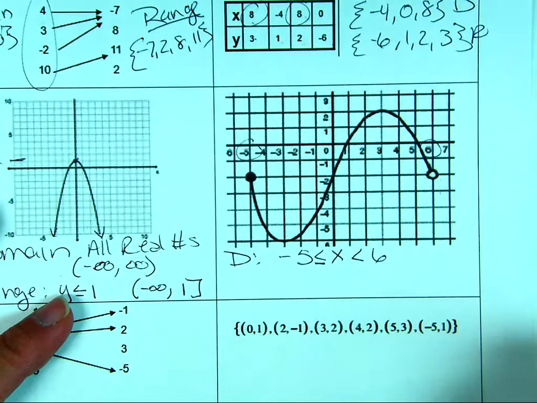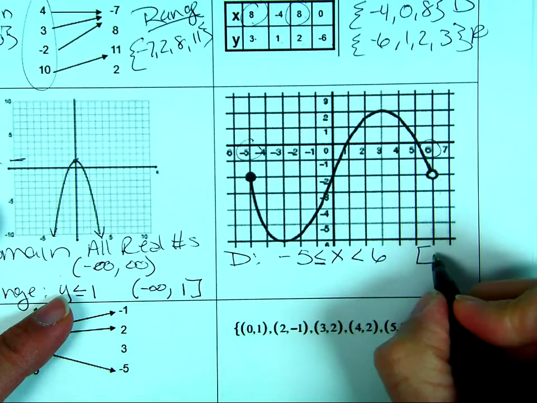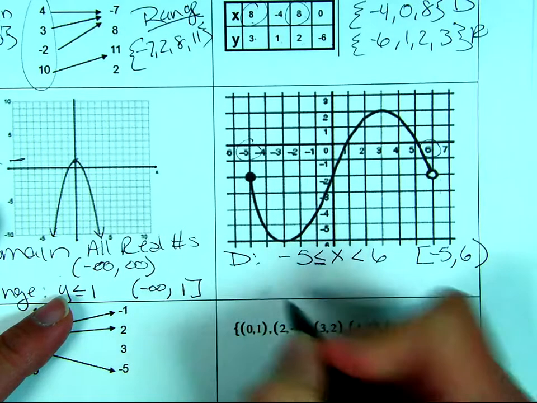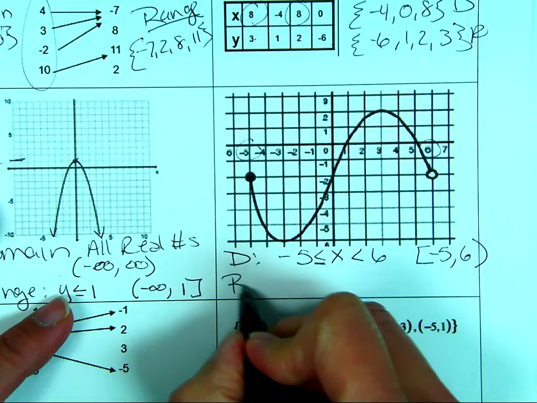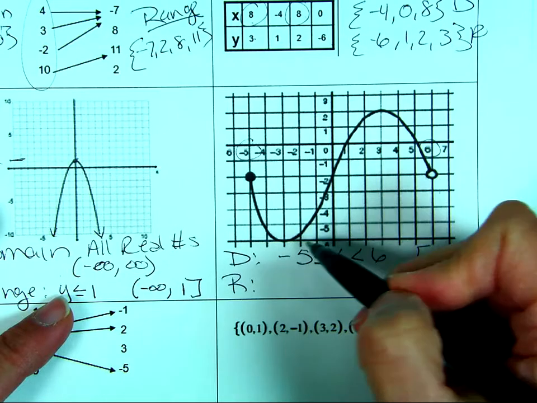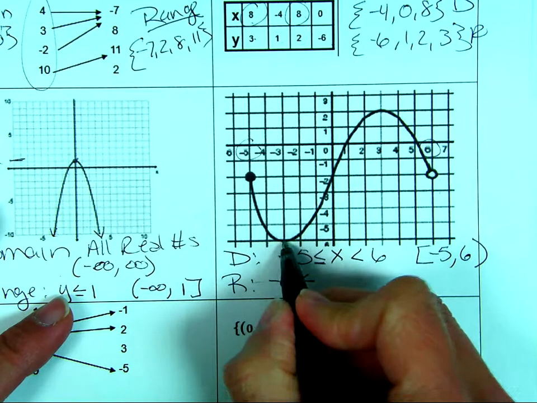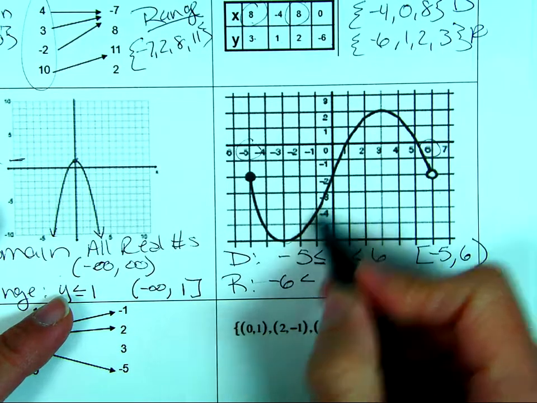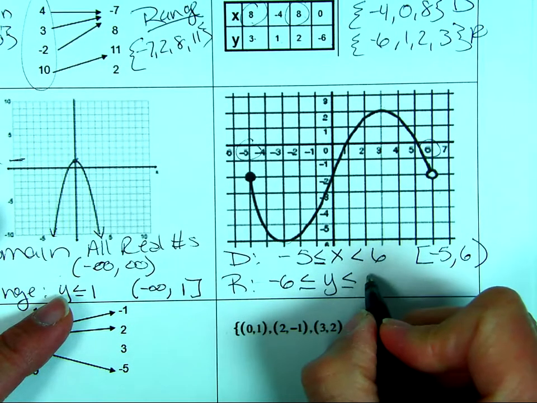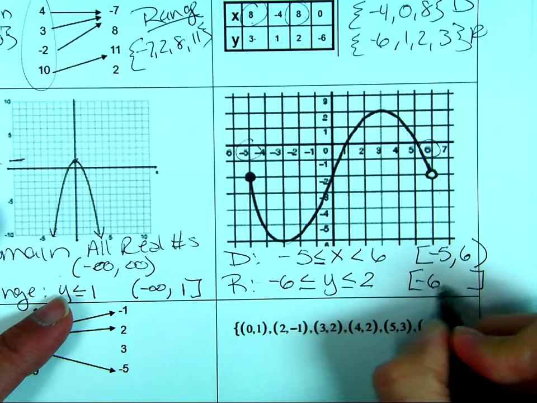If we were going to do that in interval notation, remember anytime you see the equals, we get a bracket. And then if not, we have a parenthesis. And for range, the upmost point looks like 2, and the lowest looks like -6. So we'd say -6. It includes both of those. It hits both of those, so we are going to say less than or equal to. And what did I say? 2. And so we have 2 brackets over here. We'd say -6 and 2.